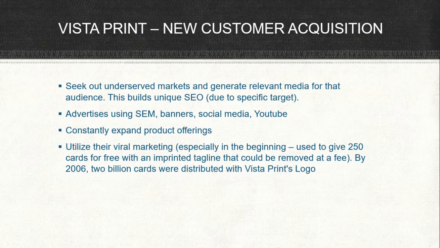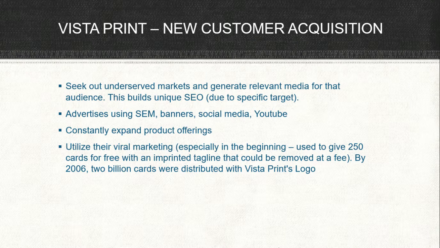So the question is about Vistaprint. How do they get new customers? Well, they obviously are targeting small businesses, but one of the things they're doing is they're looking to reach out to underserved markets. If there's specific language that is out there for that specific market, they'll build their keywords or their SEO up around that. And so we're talking about maybe third world countries is one of the places they're looking to reach out to.